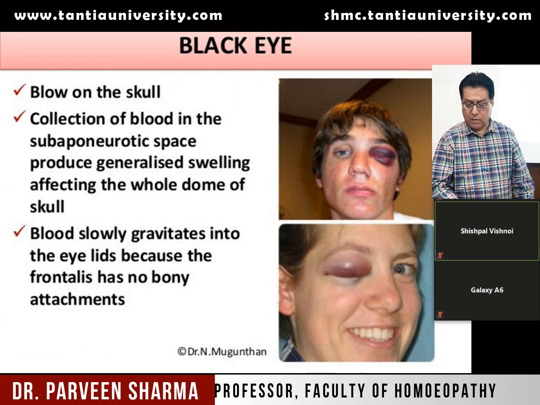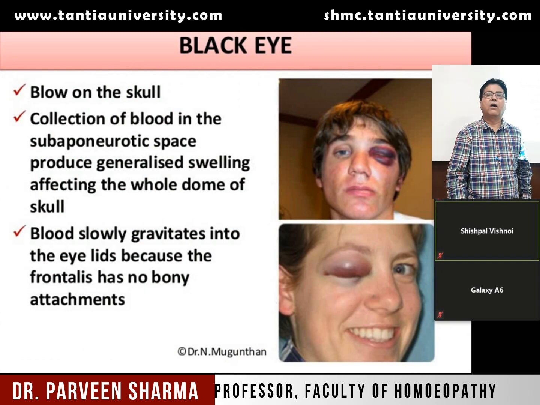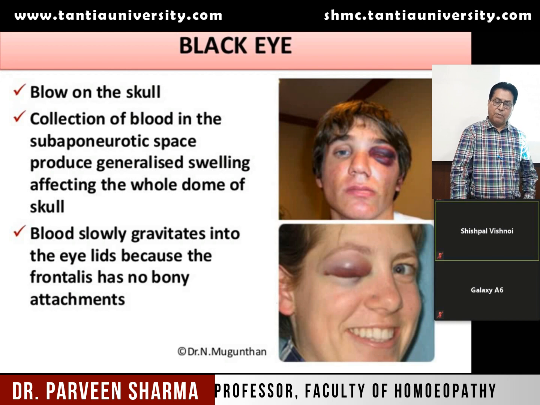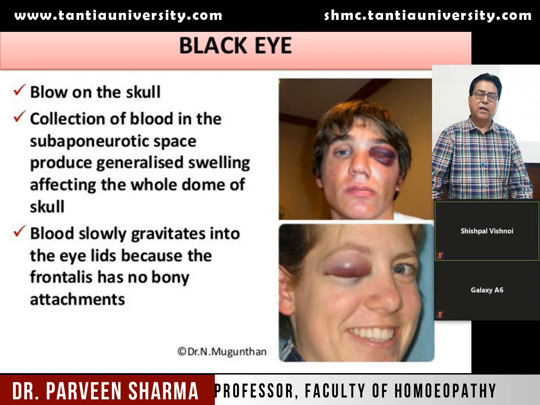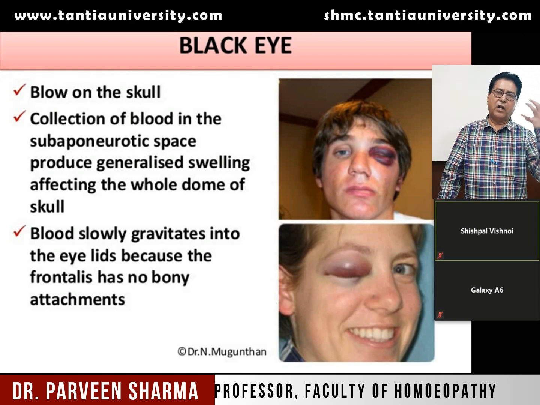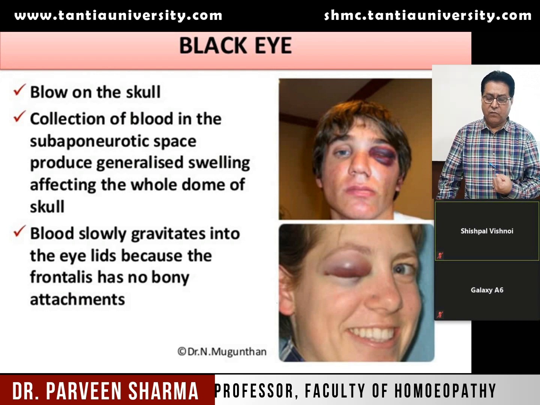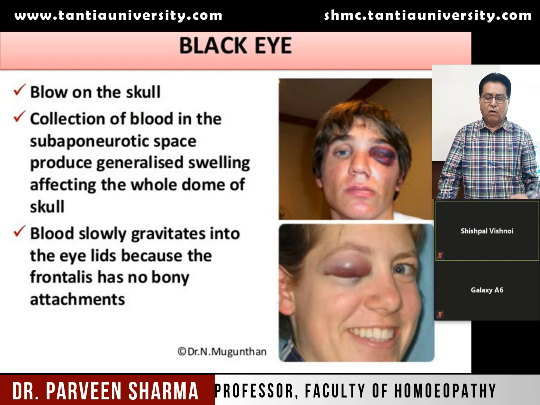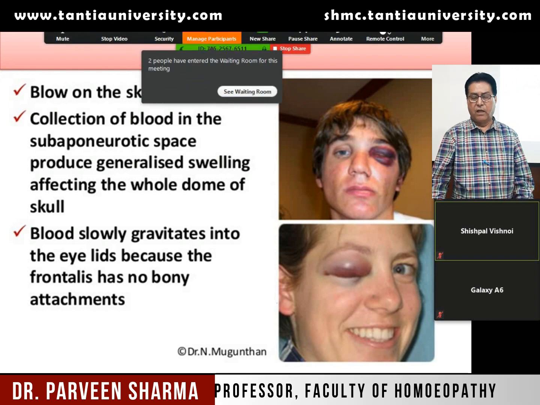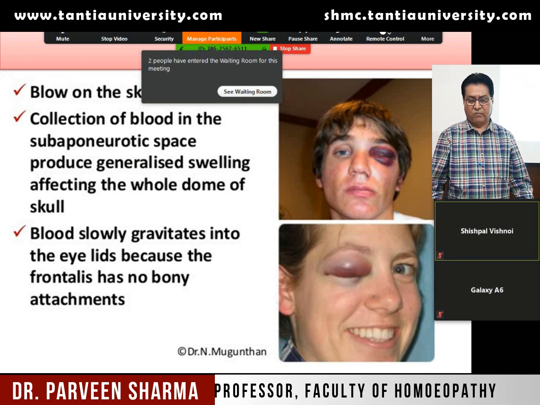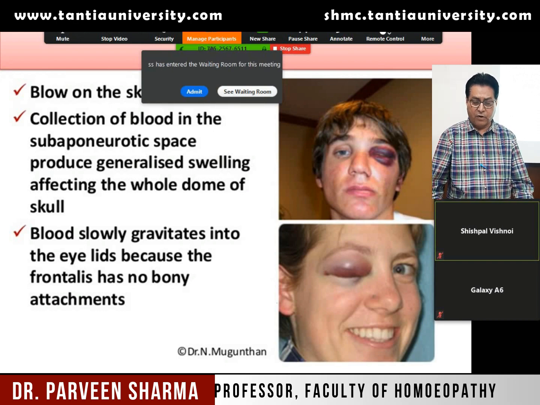Now finally we come to the applied anatomy of the scalp. One of the very important applied anatomy topics is the black eye. As the name indicates, when the eye looks black, black meaning dark, we call it a black eye. See what happens during trauma, during an accident or a blow injury on the scalp or on the head, there will be a collection of blood in the subaponeurotic space, the space below the galea aponeurotica.